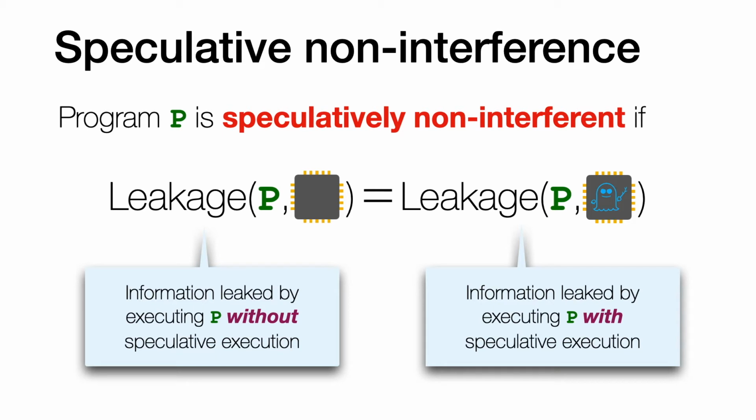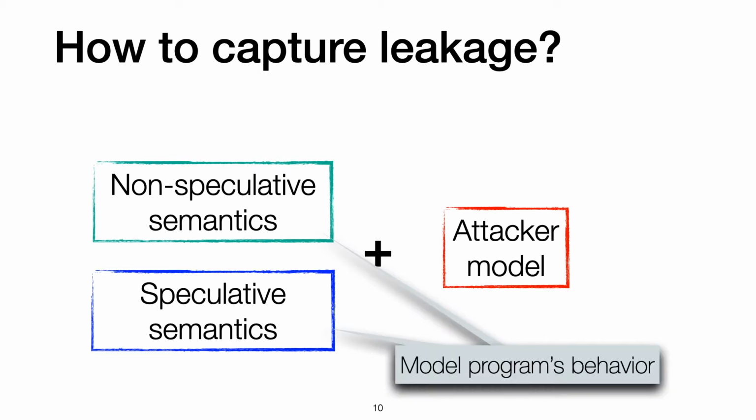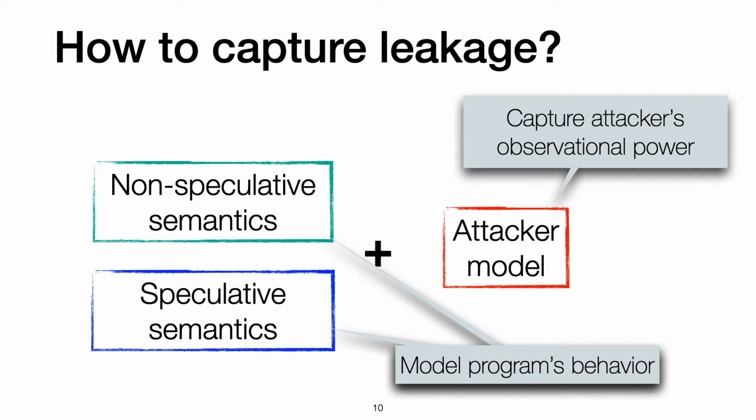The foundation of our approach is speculative non-interference, a novel notion of security against speculative execution attacks. In a nutshell, a program is speculatively non-interferent if it leaks the same information when being executed with and without speculative execution. Our framework consists of three main components: two semantics and an attacker model. The two semantics, a non-speculative one and a speculative one, model the program's behavior with and without speculative execution, while the attacker model formalizes the attacker's observational power.